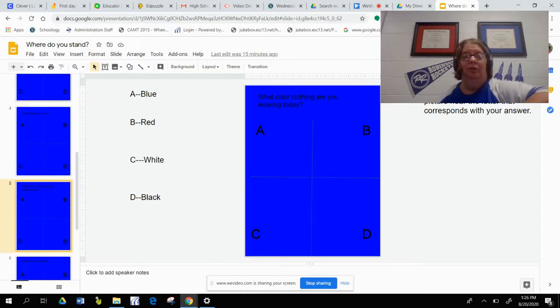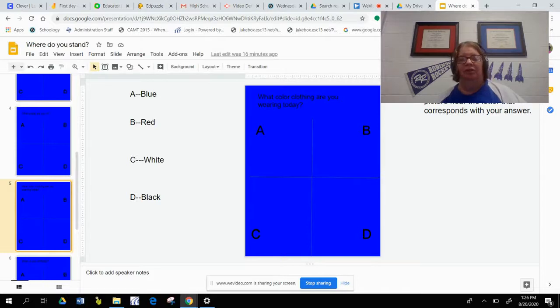What color clothing are you wearing today? Can I be wearing blue and white? Can I be wearing red, white, and blue? Could I be wearing red, white, blue, and black? Okay. This one, what do you think? Is it a function? Is it not?